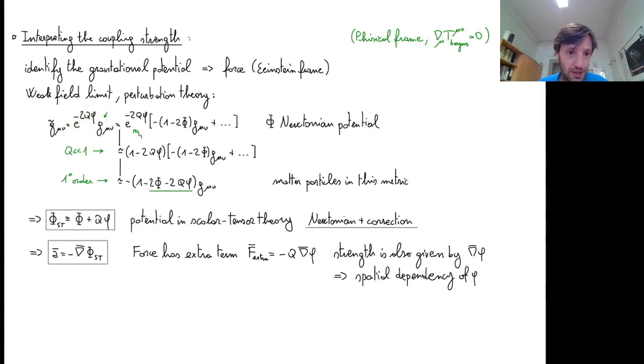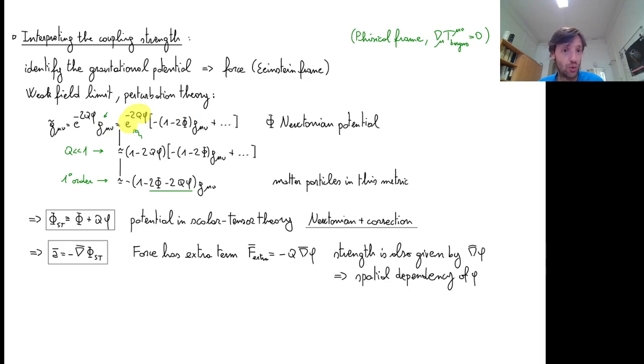Then what we do, as I said, we use perturbation theory and we keep only first order terms. Therefore, we have our G mu nu, which is equal to the first order term plus higher order terms. So this is kind of familiar from general relativity. And then we can as well expand this guy at first order.